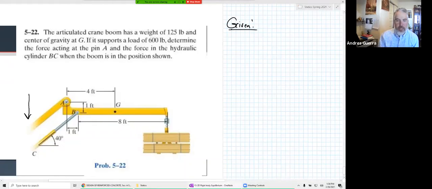And they tell us that BC is the hydraulic cylinder, which means that isn't there another pin over here? And I'll draw another pin. We're going to say pin C is a pin, right? Because hydraulic cylinders have to be connected by things that don't have moments, because they need to be two force members, don't they? So let's go ahead and start drawing our given information.